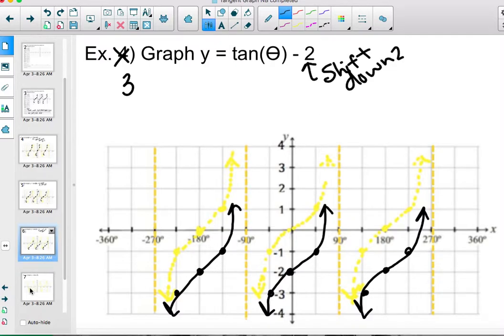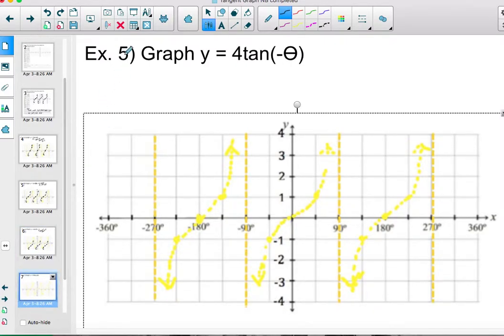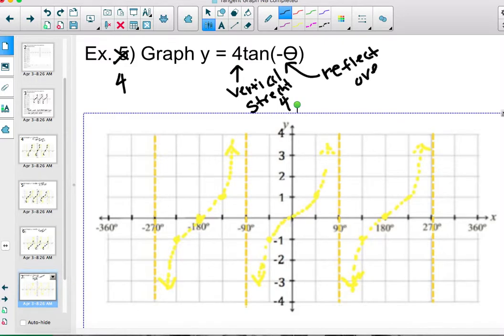And the last example listed on your note guide is number 4. We have times 4 out front. Multiplication out front is a vertical stretch of 4. And this negative sign inside, negative theta or negative x, this is a reflection over the y-axis. And again, hit pause if you do not have your parent graph sketched out.